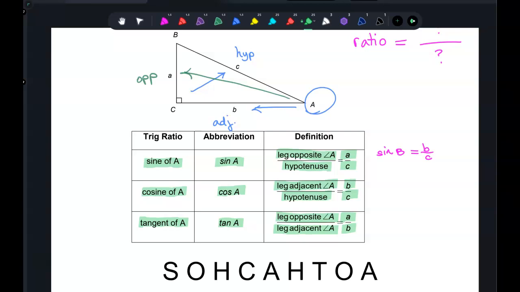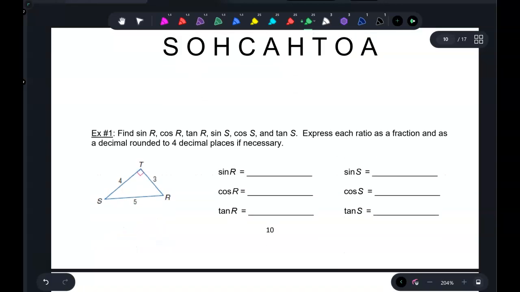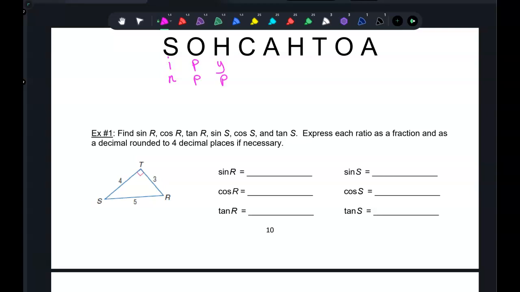Good? Okay. Now, some students have a hard time remembering the order, like which one's opposite adjacent. So we have this SOHCAHTOA. I know, funny word. So the first one stands for sine, is opposite over hypotenuse. Sine is opposite over hypotenuse. Okay. And then cosine is adjacent over hypotenuse. And then tangent is opposite over adjacent.